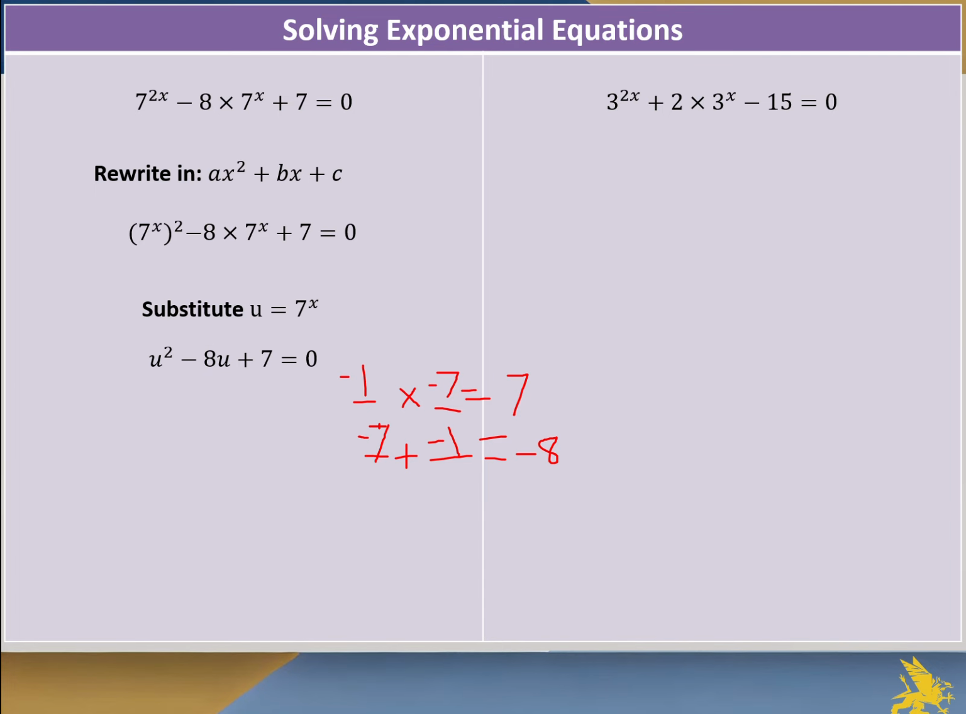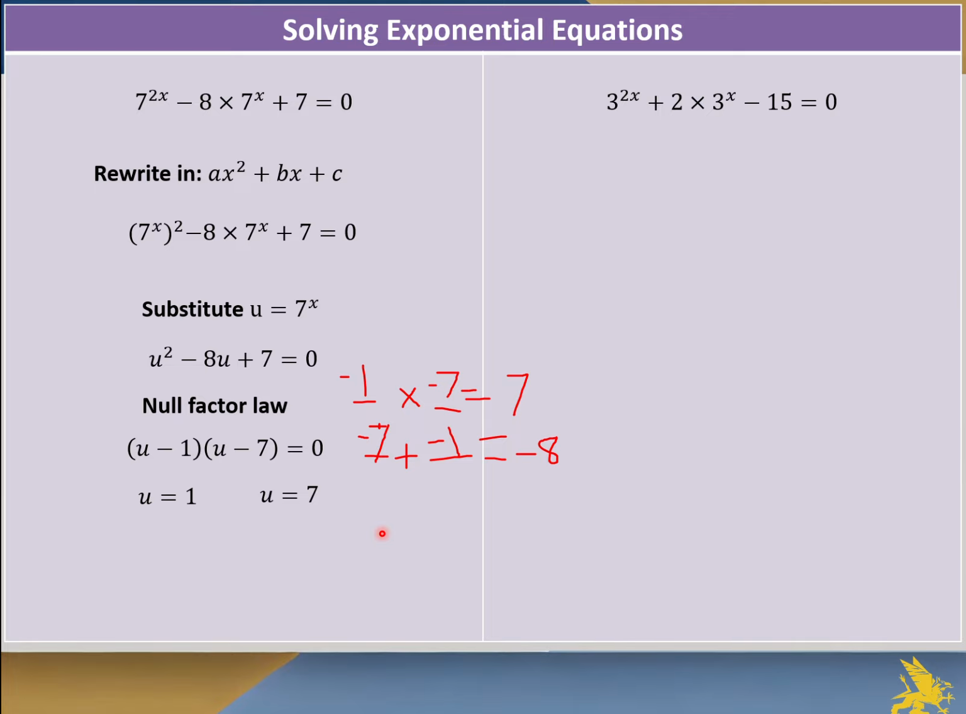So based on this, we can go to the next part and we can factorize this now, and we can use null factor law. So now I've got it in this form. This tells me my u must equal 1 and my u must equal 7.